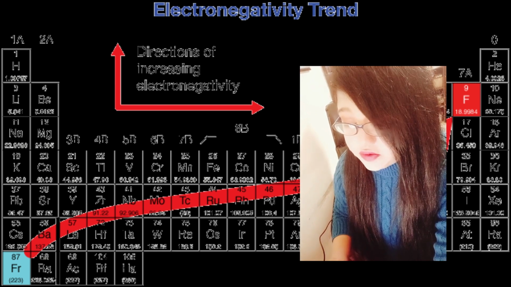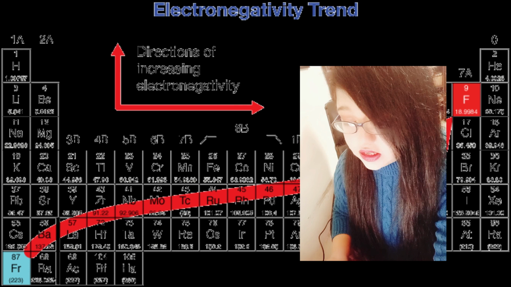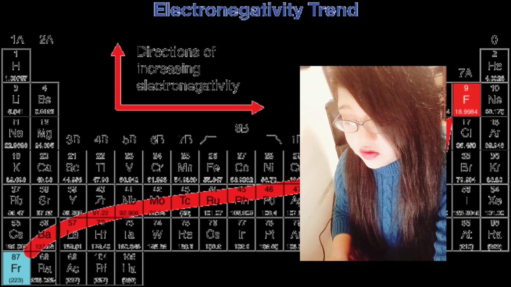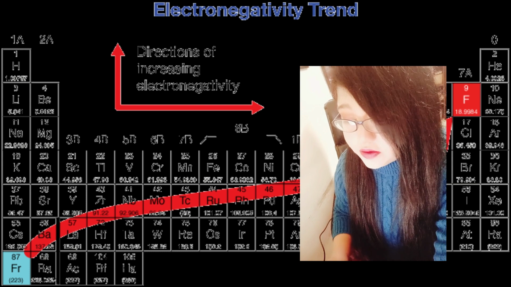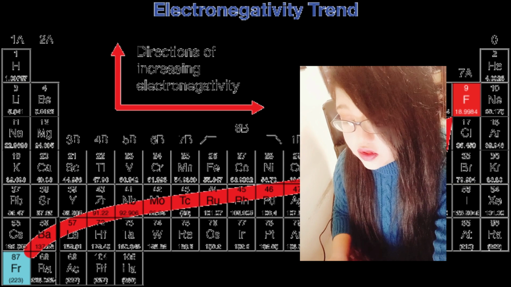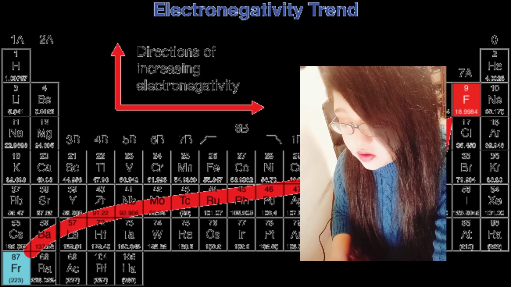A large difference in electronegativity means one atom will win the tug of war and take the electrons completely. This is an ionic bond. And when the electronegativities of the two bonding atoms are very similar, neither atom wins the tug of war and the electrons are shared equally. This is a covalent bond.